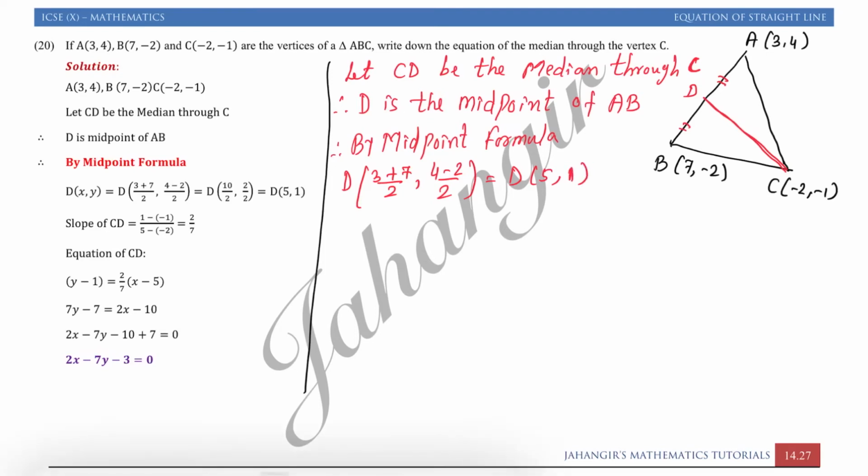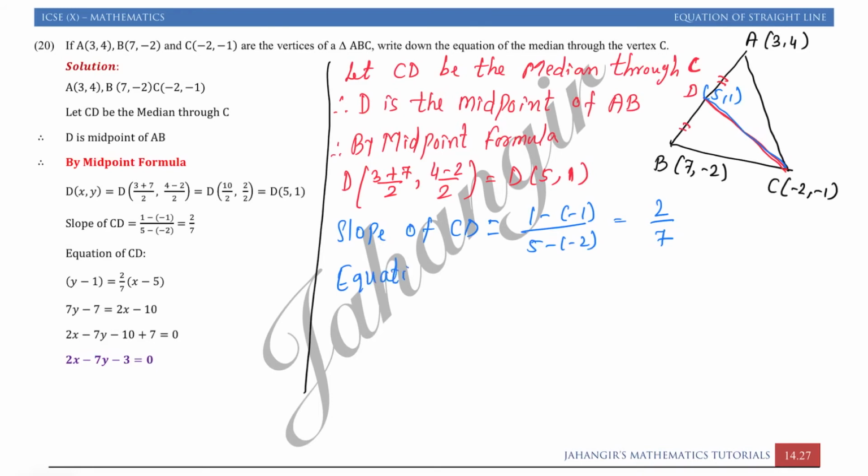Now since we got the coordinates of C and D, we know both coordinates, so we can find the slope of CD, that is y2 minus y1 upon x2 minus x1. The coordinate of D I can write as (5, 1). So 1 minus of minus 1 upon 5 minus of minus 2. 1 plus 1 is 2, 5 plus 2 is 7.